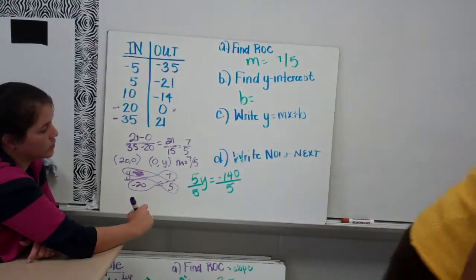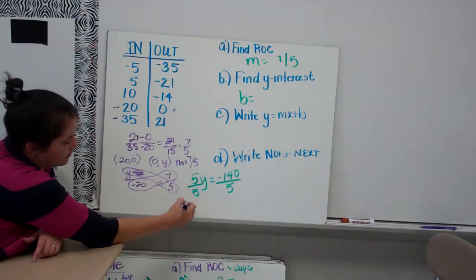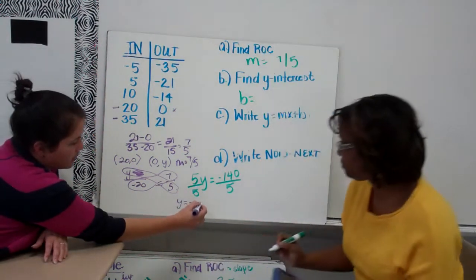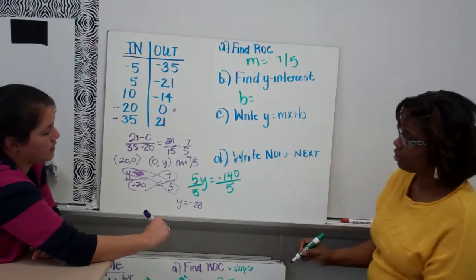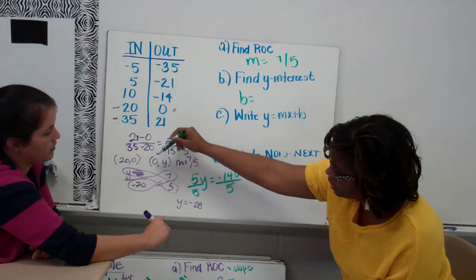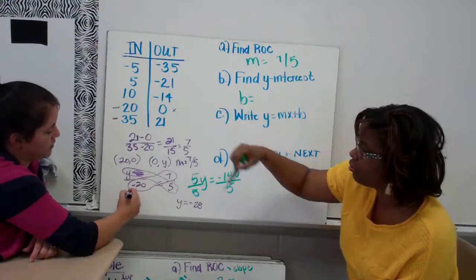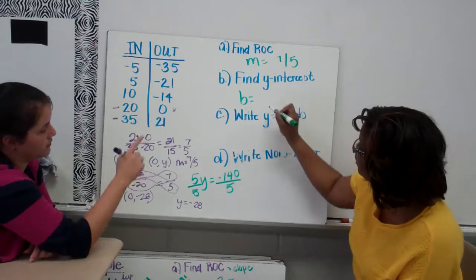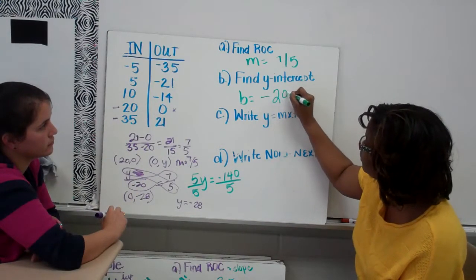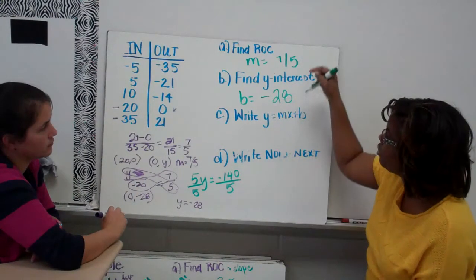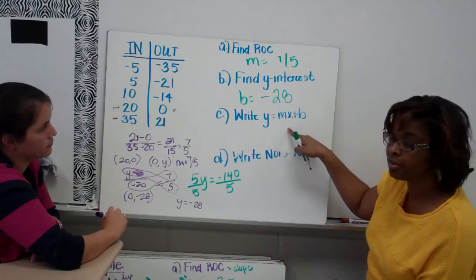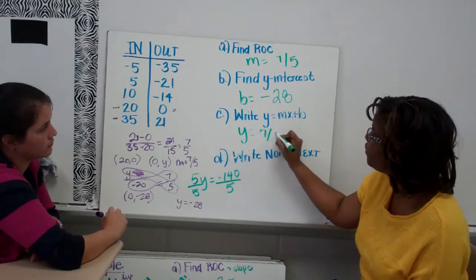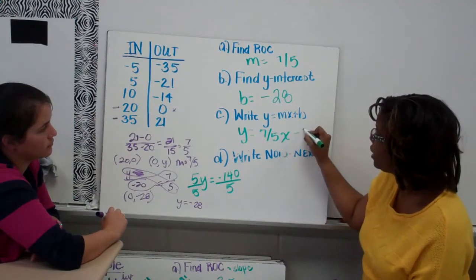And y equals negative 28. So this is what y is when x equals 0. Remember, we just talked about that: it is your starting amount or your y-intercept. So that means our b is negative 28. Then we should be able to write our y equals mx plus b equation now. It will be y equals 7/5 x minus 28.